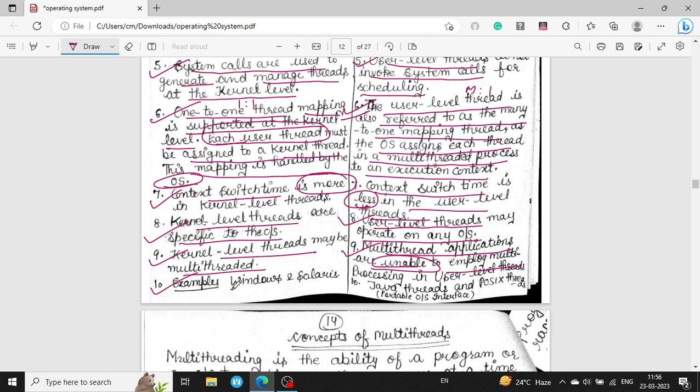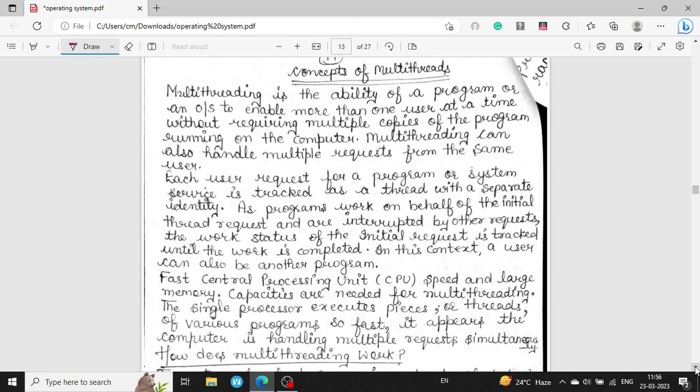Example, Windows and Solaris. These are the examples of kernel level threads. And Java threads, POSIX threads. POSIX means Portable Operating System Interface. These are the examples of user level threads. Now, I am going to discuss the next point, that is concepts of multi-threads.